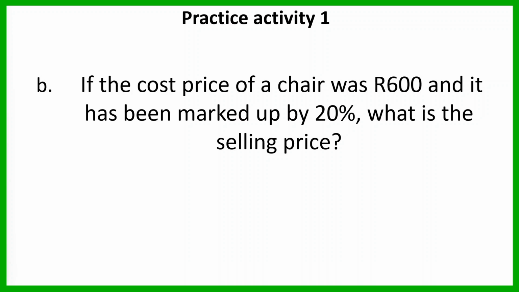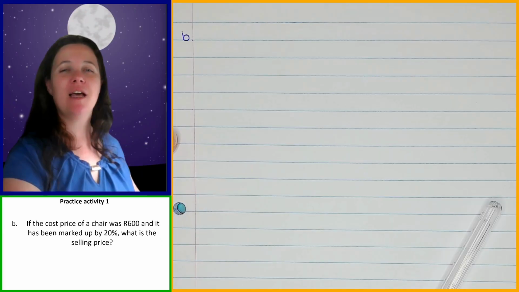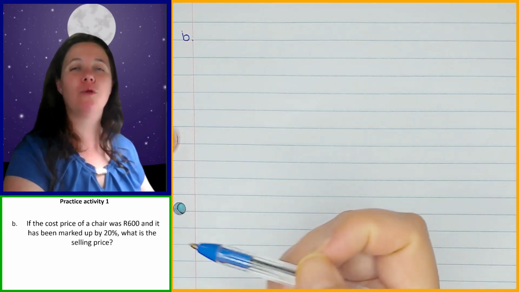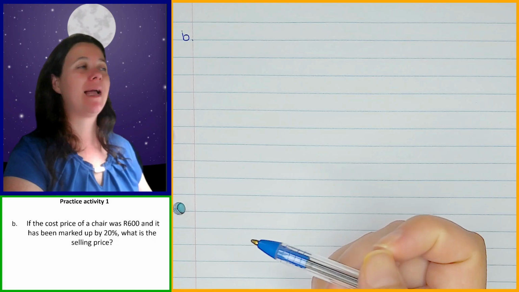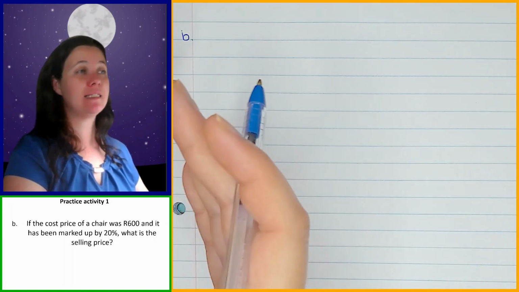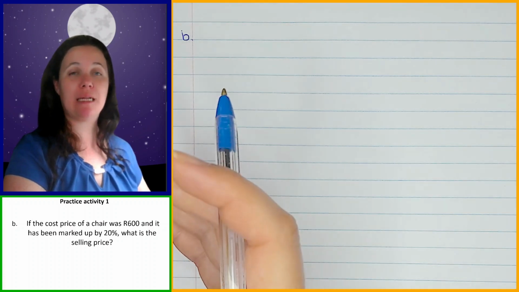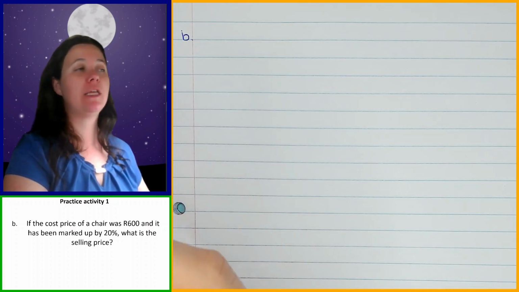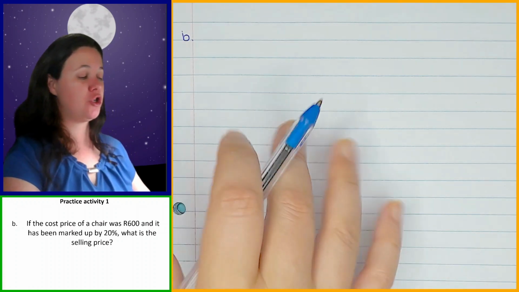Okay, so let's go through that question and see what you should have got. With this question, once again, there's more than one way of doing it. You can work out what the markup was and then add it to the cost price to find out what the selling price is, or you can work out the selling price straight away. So I'll show you both ways.